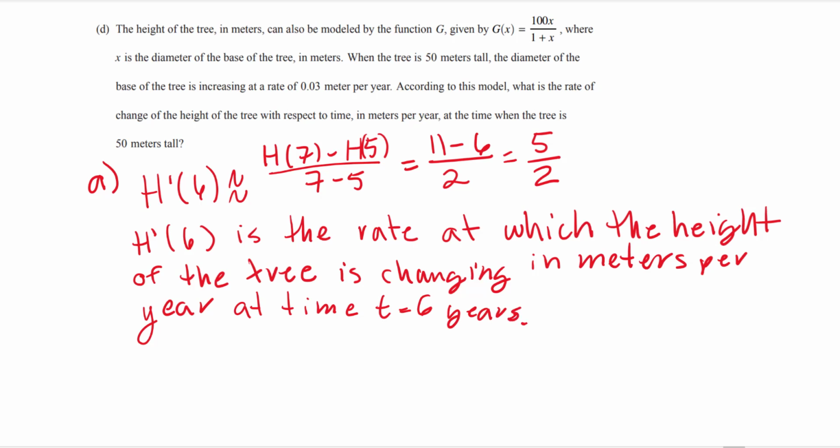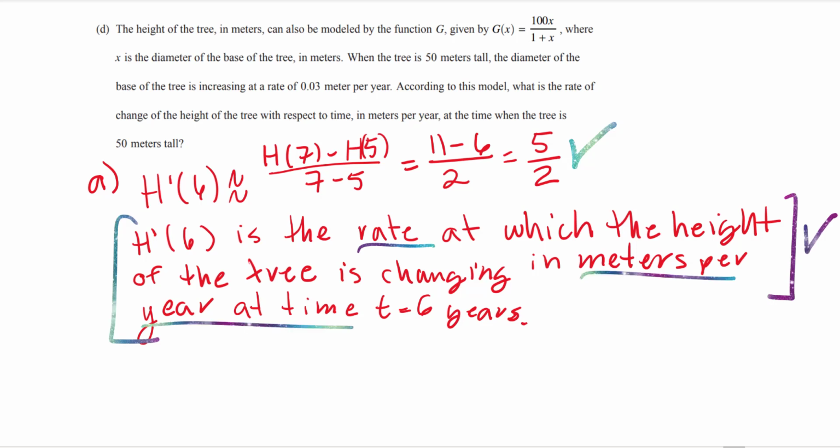All right, so for grading purposes, you got a point for the estimation, and then you got a point for the interpretation with the units. So you needed to talk about the rate and explain the units in the context of the problem. That's what they were looking for to give you that point.